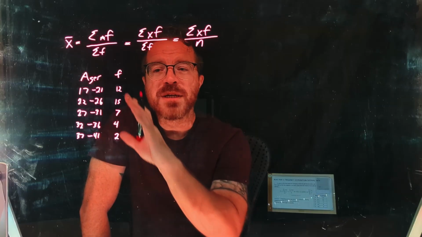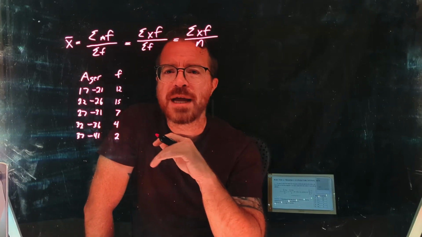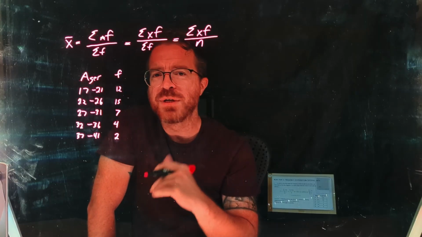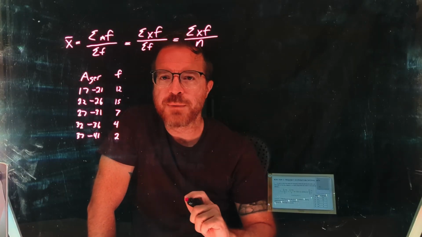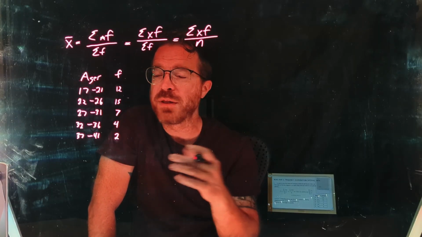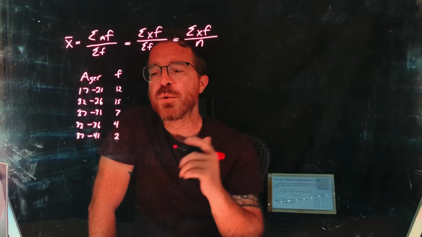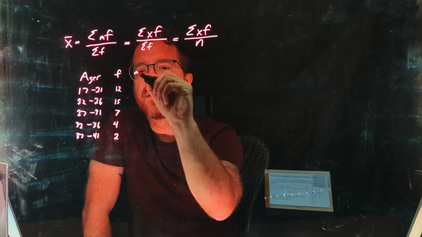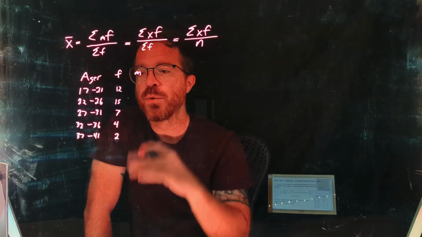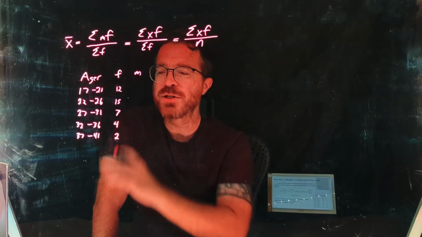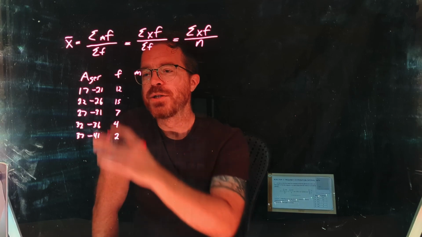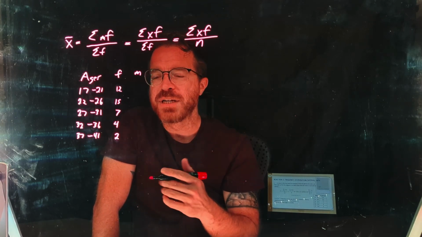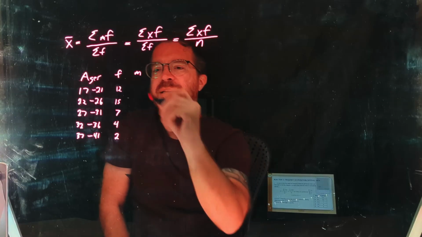Okay, so now we can't do any sort of calculation on interval data, right? Because if you're 17 to 21 years old, how old are these 12 people? They could all be 17, they could all be 21, they could be some distribution between them. So what we're going to do is assume that on average they are the midpoint age. We add 17 plus 21, which gives us 38. We divide 38 by 2 and we get 19.